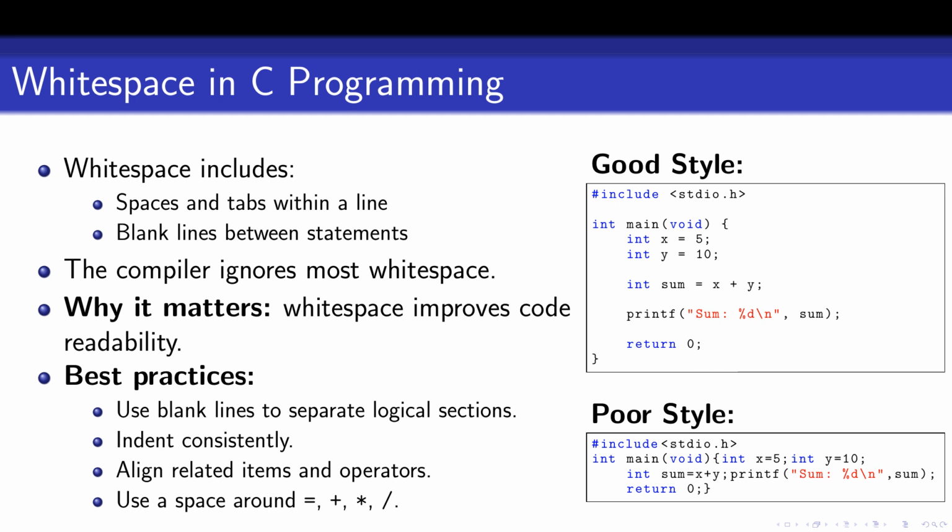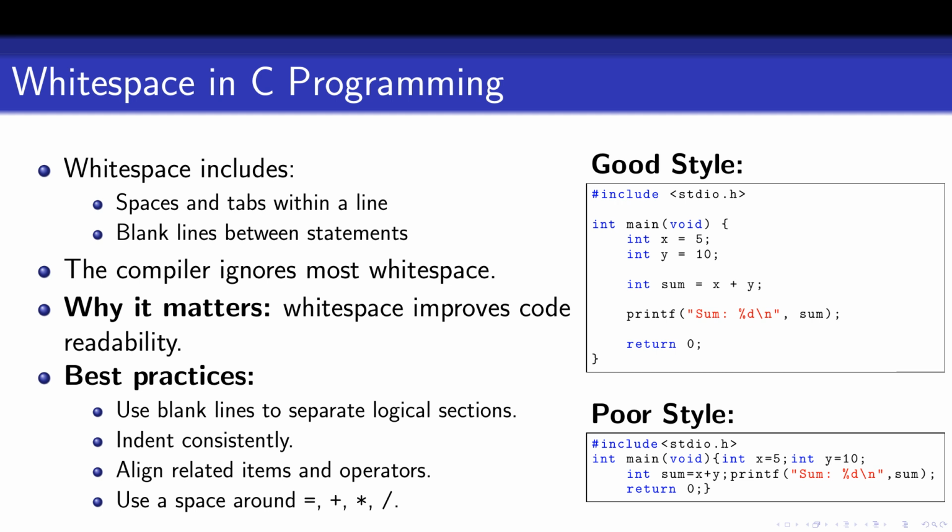Alongside comments, whitespace also plays an important role in writing readable code. Whitespace includes spaces, tabs, and blank lines. While the compiler mostly ignores it, humans rely on it to quickly understand the structure of a program. Good use of whitespace separates different parts of your code visually, making it easier to scan and debug. For example, blank lines can divide logical sections, and indentation helps clarify the structure of blocks like loops or conditionals.